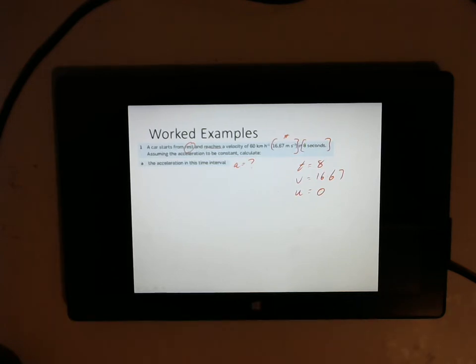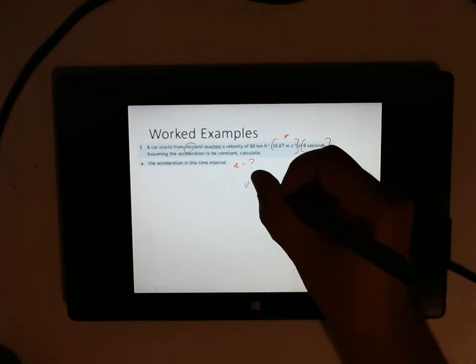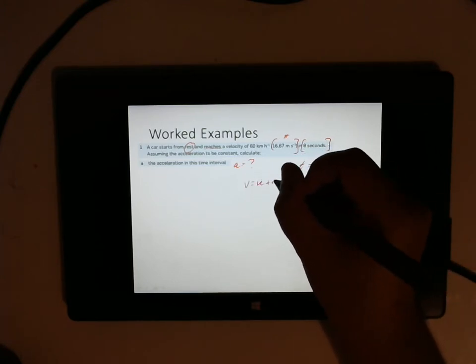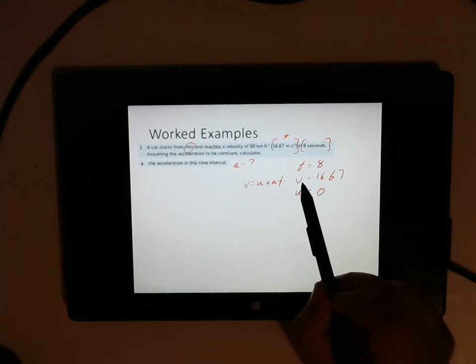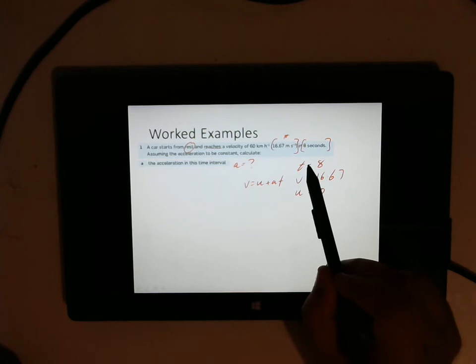Okay, now hopefully you've gone and had a look at it. If not, pause the video and go have a look at it. But you'll find the equation here is V equals U plus AT. We've got V, we've got U, we've got A, which is the thing we're trying to find, and we've got T.